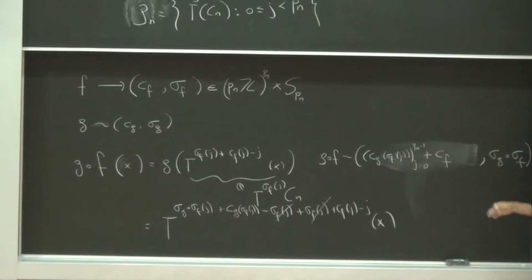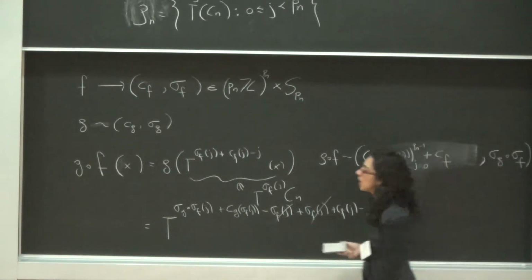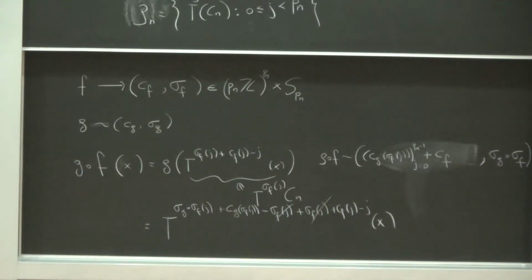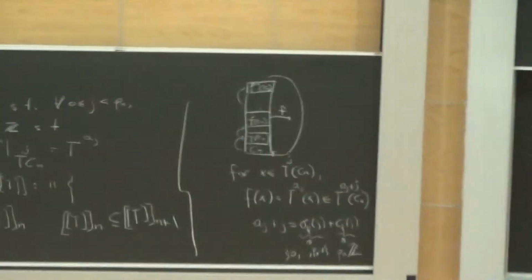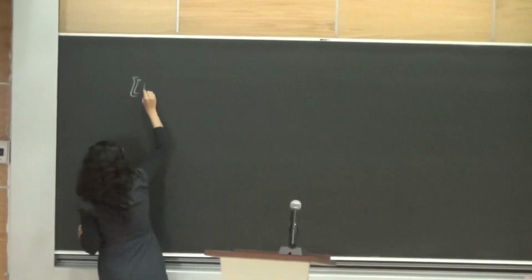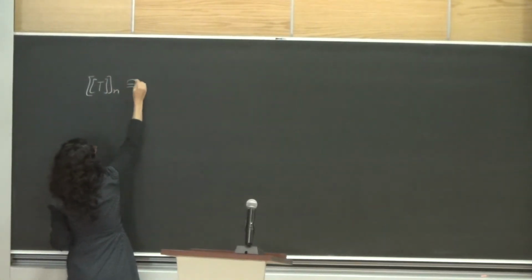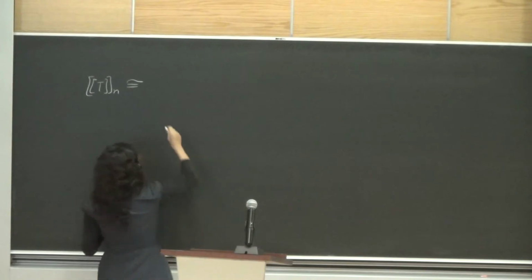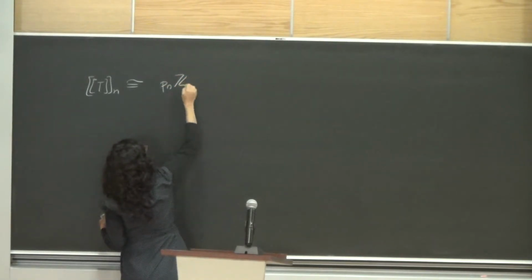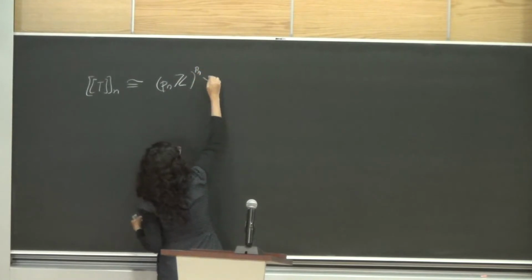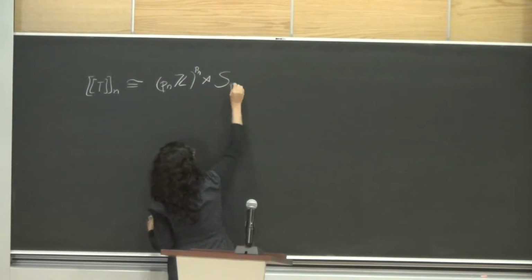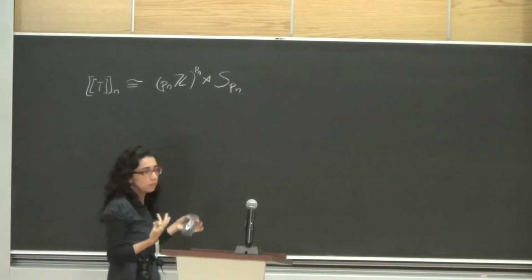So what does it mean here? With this, we have that the group Tn is isomorphic to a semi-direct product of Pn C power Pn with the permutations of Pn elements. This is Tn.